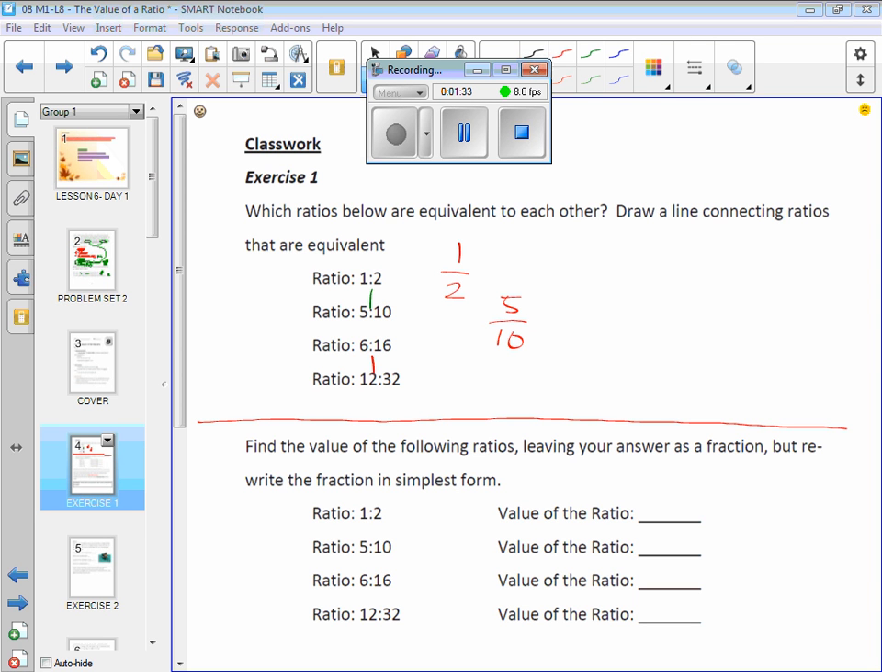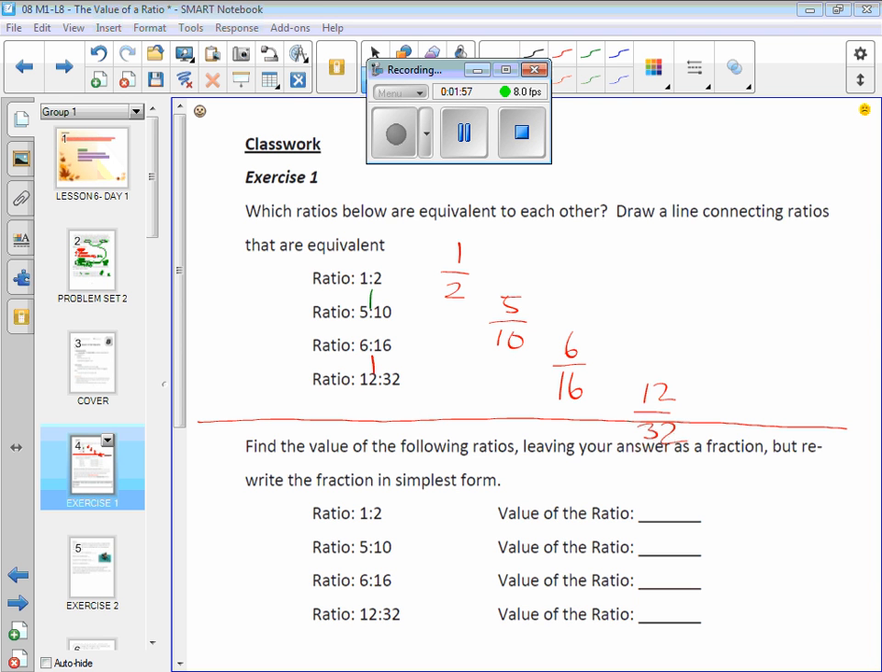Well, don't say it as a fraction. Still say it as a ratio. 5 to 10. Elo, how would you say that? Jen, how would you say that?